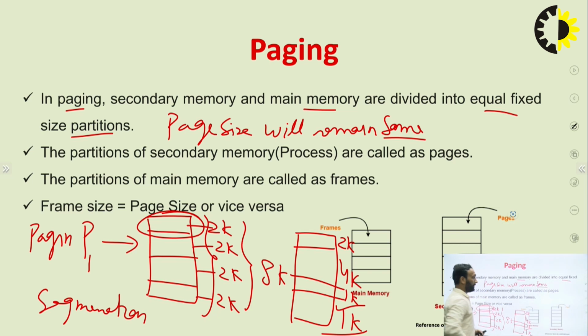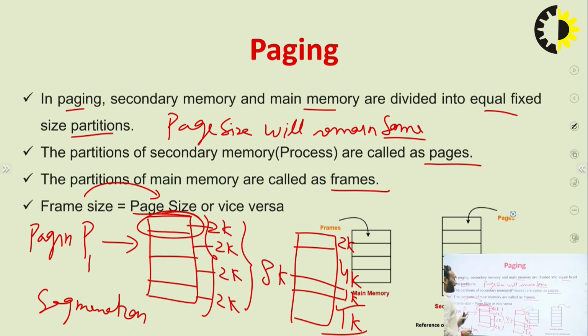It means the process will contain the same size and the main memory will contain the same size. Next, the partitions of secondary memory, the process, are called pages, and the partitions of main memory are called frames. Frame size is equal to page size, as I said earlier, or vice versa. These both are dependent on each other.